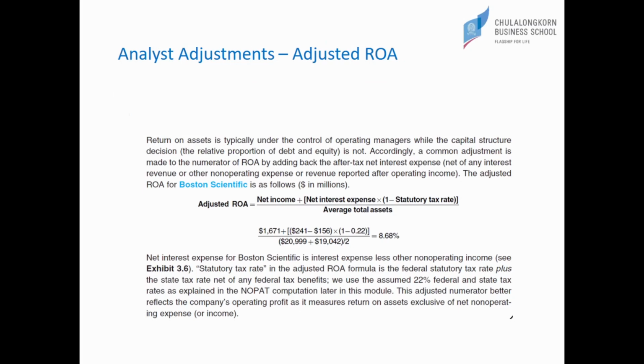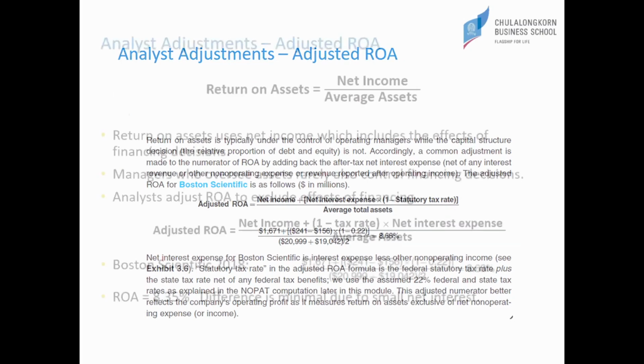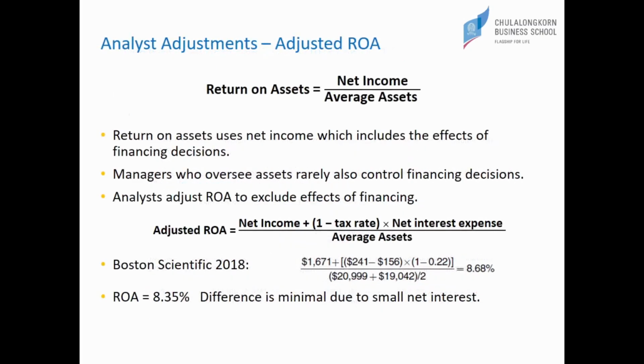So let's see from the next slide. We know this is ROA, net income over average asset. But the return on this asset is net income, which also includes the effect of financing decisions, which means this net income comes after paying the interest payment, right? So this is something that cannot be controlled by operating managers.